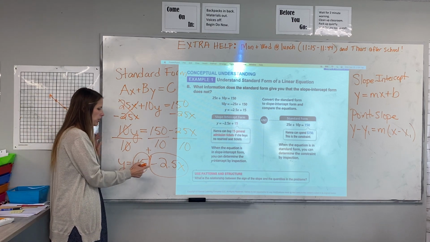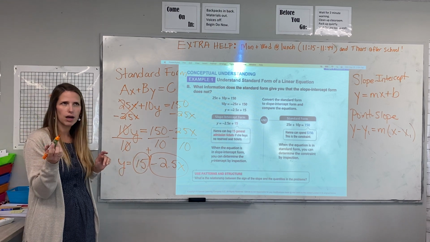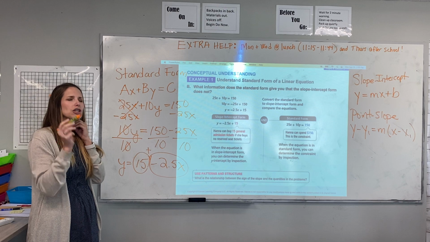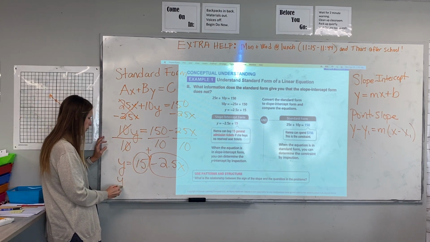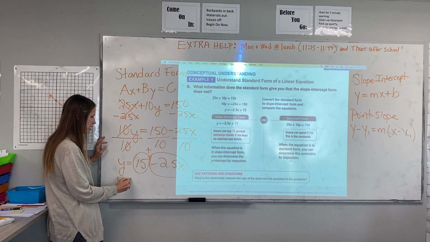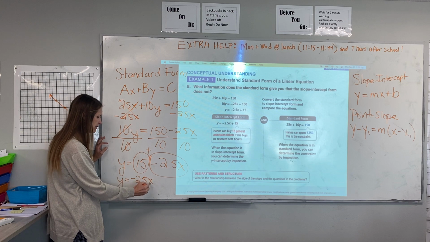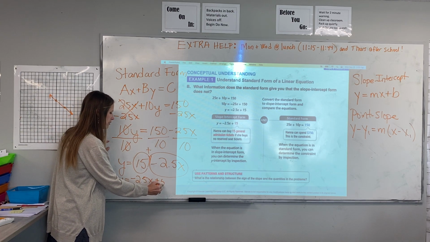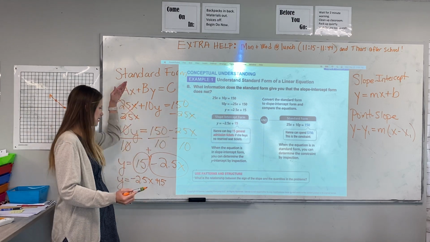Since these terms are being combined, can't I switch them? Yeah. The commutative property of addition. So I can switch the spots, right? So I've got y equals negative 2.5x plus 15. Good. And that's what we have here, except that they don't show any of the steps, and I do.